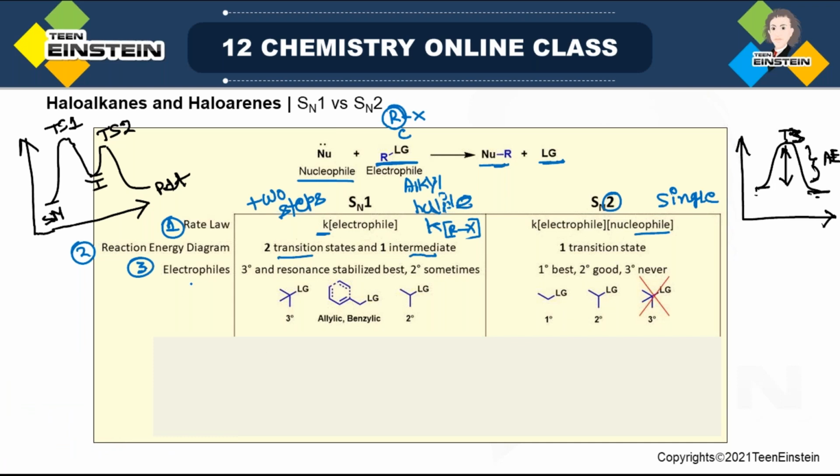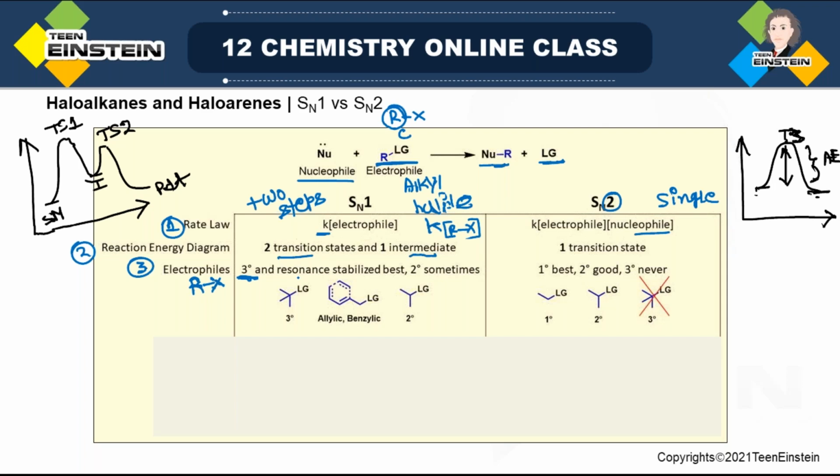Now the electrophile is nothing but RX. If you are not comfortable with the term, you can call it RX, that is, alkyl halide. Here, what type of alkyl halide will give you better results? If it is 3 degree and any resonance stabilized, then it is best. It will give you the best result.